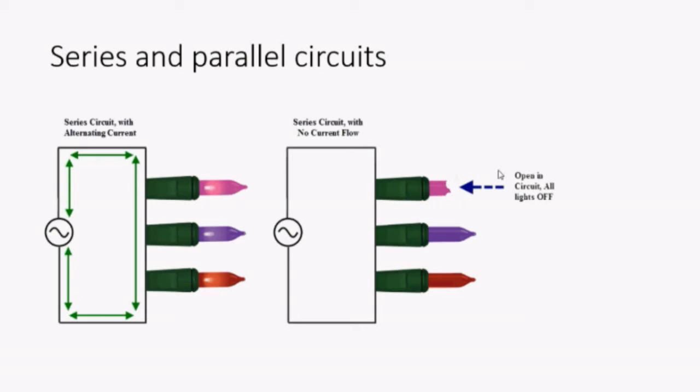Since all of the lights are in line with each other, if one goes out, it causes an open circuit at the dead point, and no current will flow to the other lights because of the open circuit path.